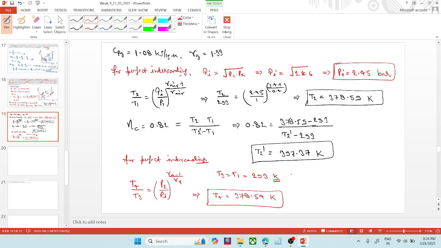And when we apply the isentropic efficiency, 0.82 would be T4 minus T3 divided by T4 dash minus T3. So T4 dash will come out to be 397.32 Kelvin.